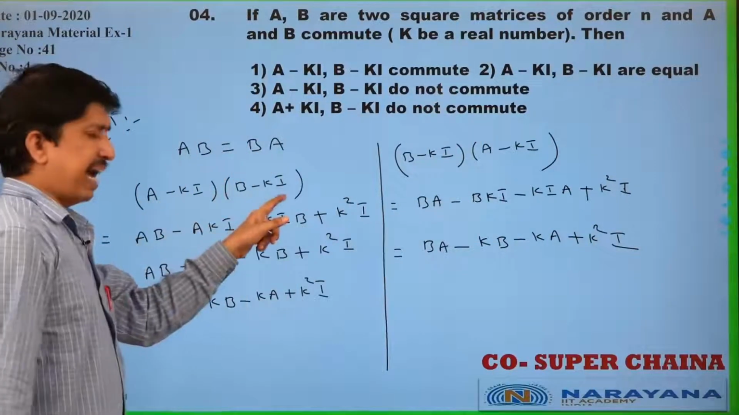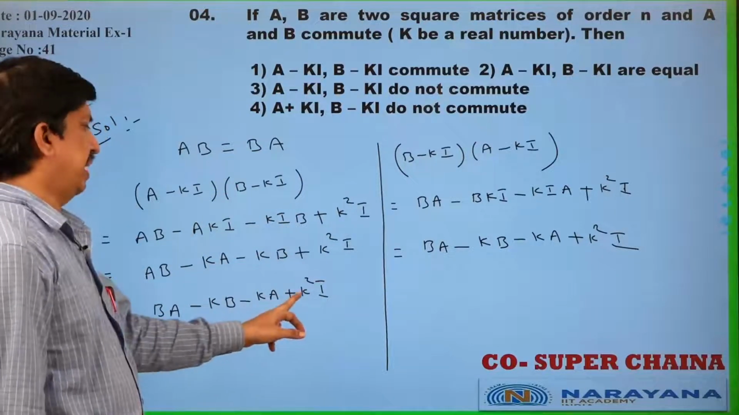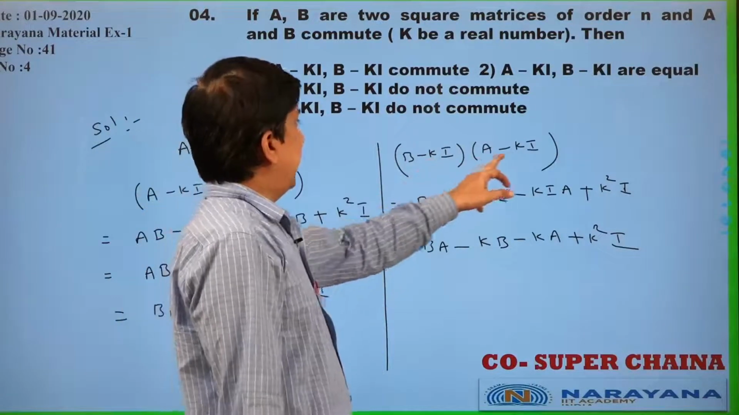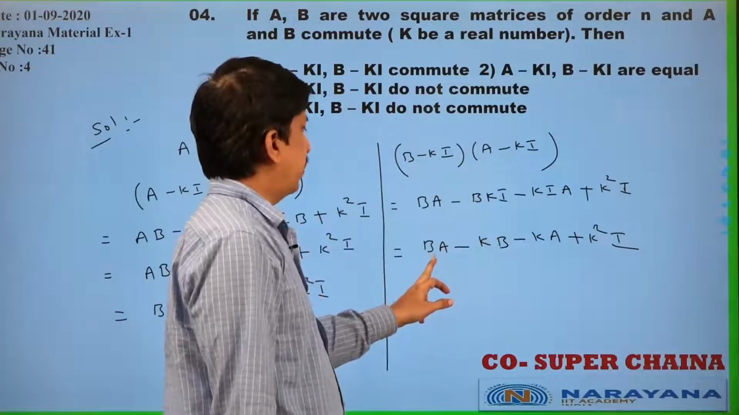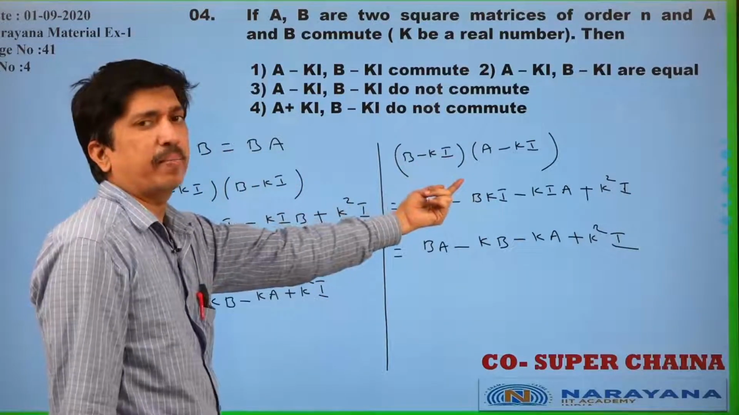You observe this once: A minus KI into B minus KI is BA minus KB minus KA plus K square I. B minus KI into A minus KI is nothing but BA minus KB minus KA plus K square I, which can be expressed as B minus KI into A minus KI.